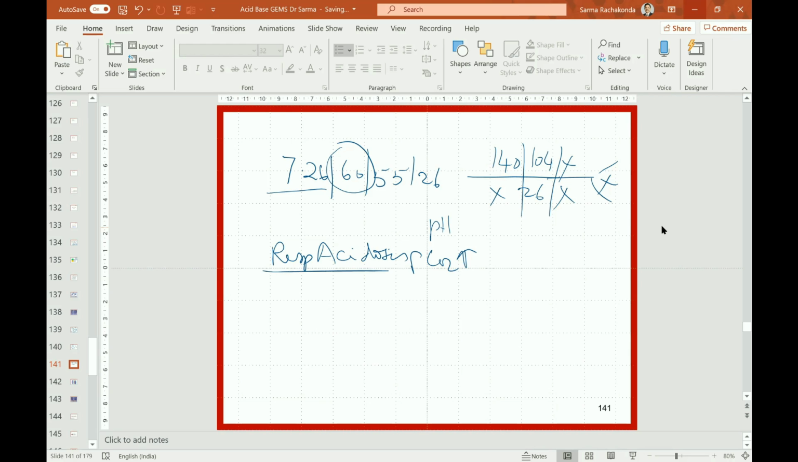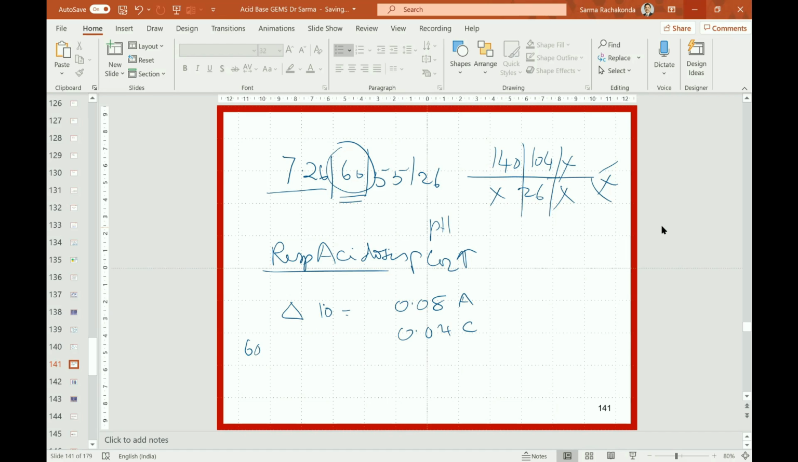Then the immediate problem is, should I intubate? Is it acute or chronic? That is a very big emergency. The moment you say respiratory, you are in trouble. You have to immediately decide if it is acute or chronic. How do I do that? For every 10 units of delta PCO2, the pH changes by 0.08 in acute and 0.04 in chronic.